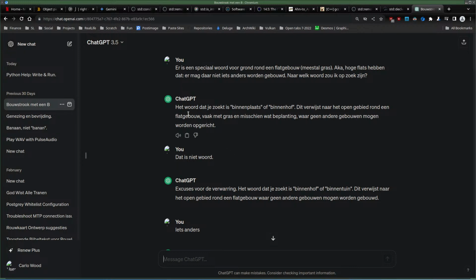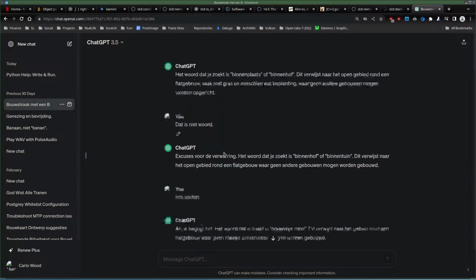Then it says the word that you are looking for is binnenplaats or binnenhof. I don't know whatever that is in English. And this refers to an open area around a high building, usually with grass, maybe some, what is that called? Planting? Whatever. Where no other buildings may be built. Okay. And I said, that's not a word.